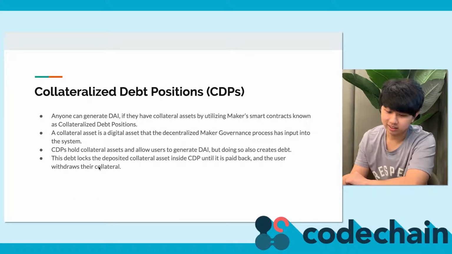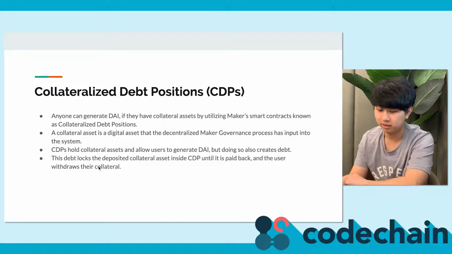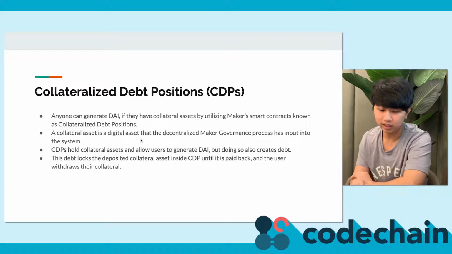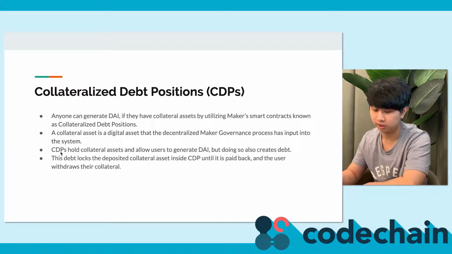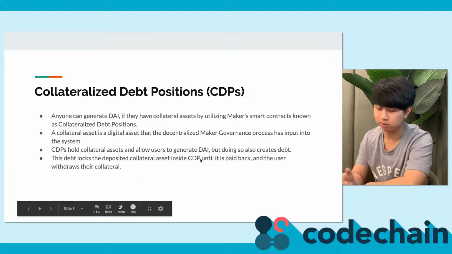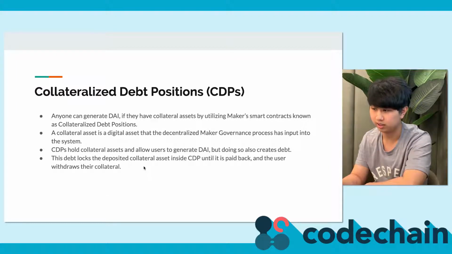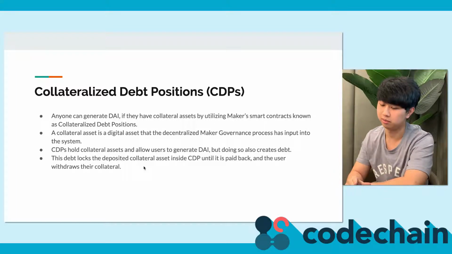A collateral asset is a digital asset that is decentralized, and this is the official definition: a digital asset that the decentralized Maker governance process has input into the system. So basically right now they accept only Ethereum as collateral. And CDPs hold this collateral asset and allow the user to generate DAI, but doing so will create debt. And this debt is locked within the CDP until the user pays back the equivalent amount that they took out.